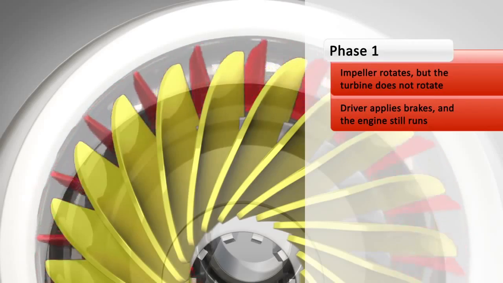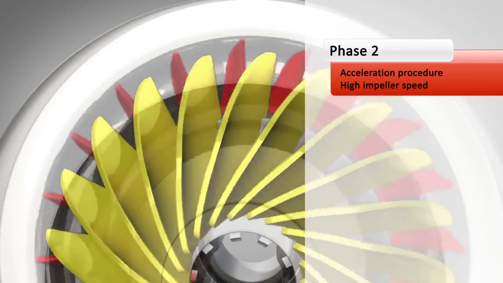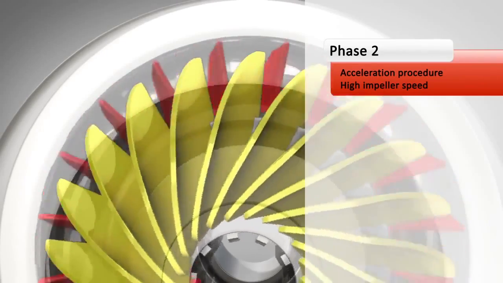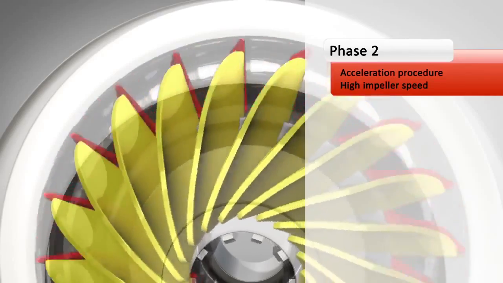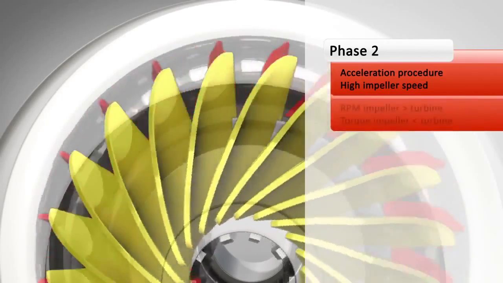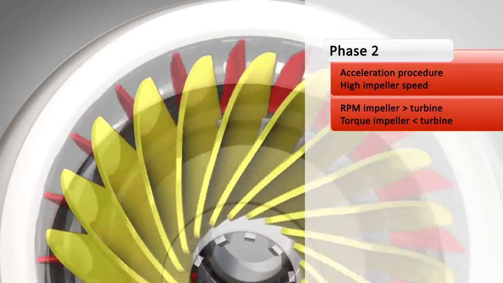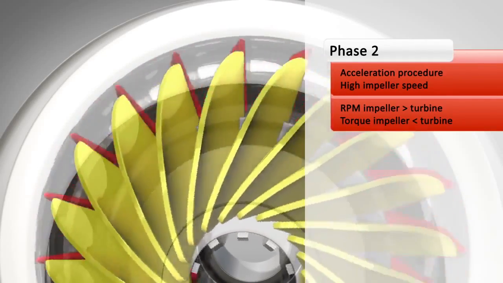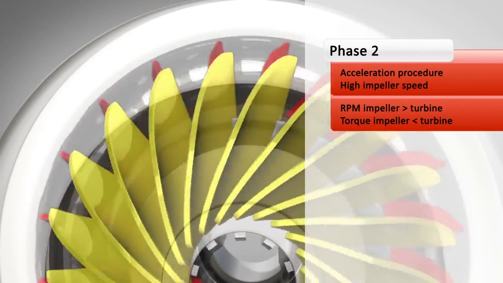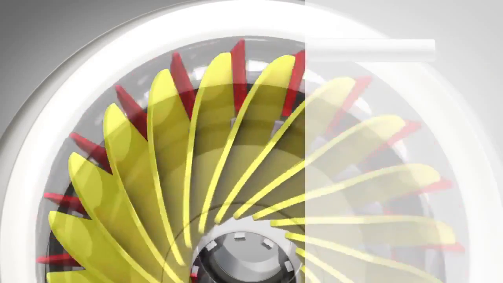The second phase is called acceleration and takes place when the traffic lights turn green. The brakes are not applied, and the driver presses the accelerator pedal. Consequently, the impeller rotates faster, but there is a relatively large difference between impeller and turbine speed. Under this condition, the converter produces torque multiplication. For acceleration, this torque multiplication is needed.